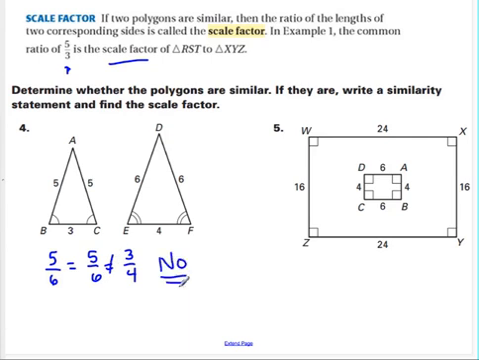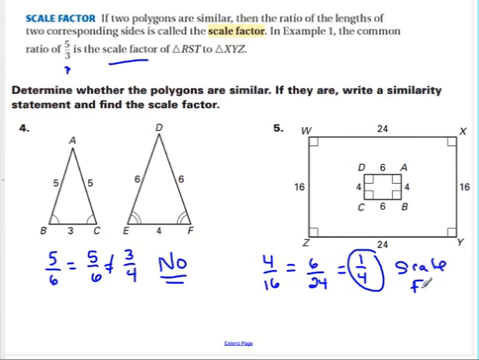Okay. Over here, we'll compare 4 to 16. These would just be the heights of these two rectangles. And we'll compare that to, say, 6/24, which would be the widths of the rectangles. I'll simplify both of these fractions. These are both divisible by 4, so that gives me 1/4. These are both divisible by 6, which also gives me 1/4. This becomes my scale factor. It also becomes my ratio of side lengths, fully simplified.